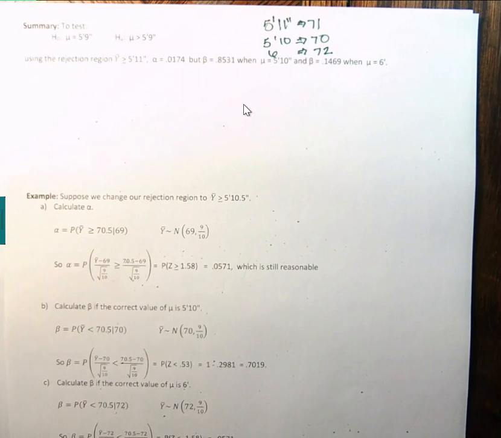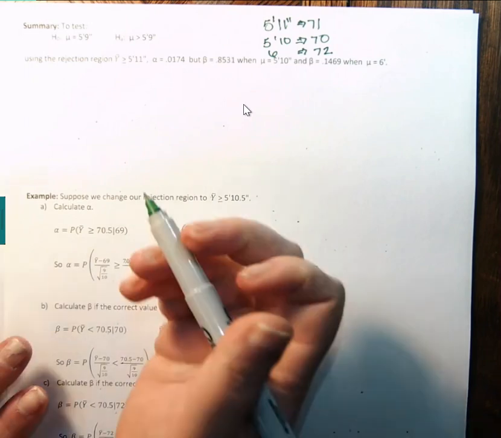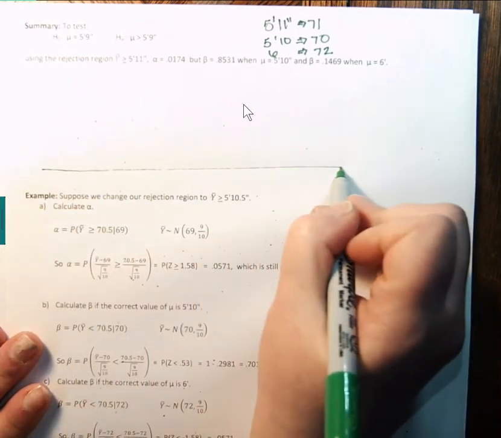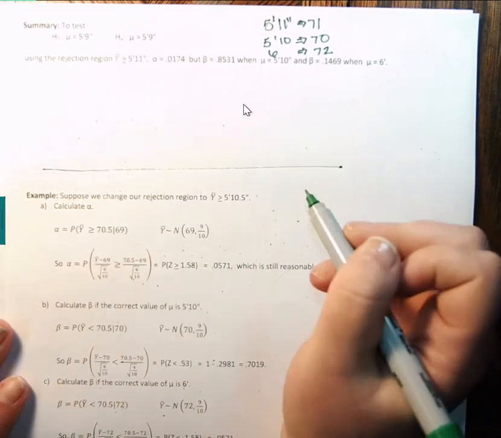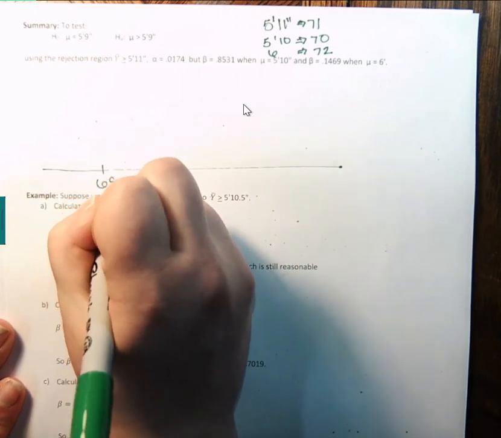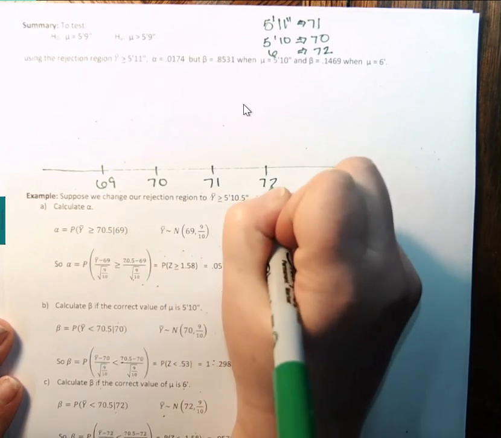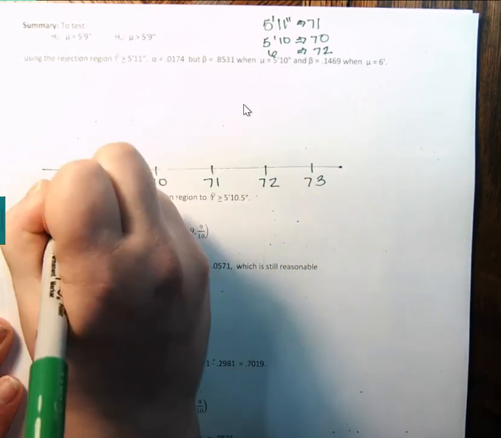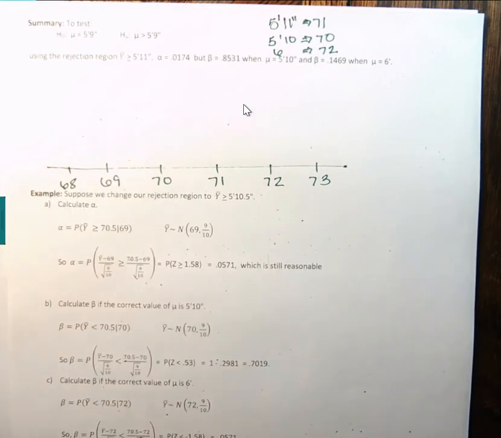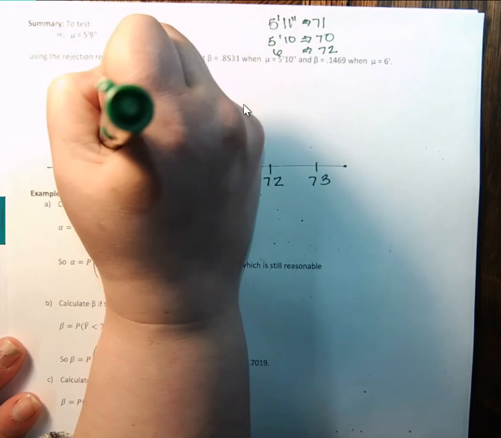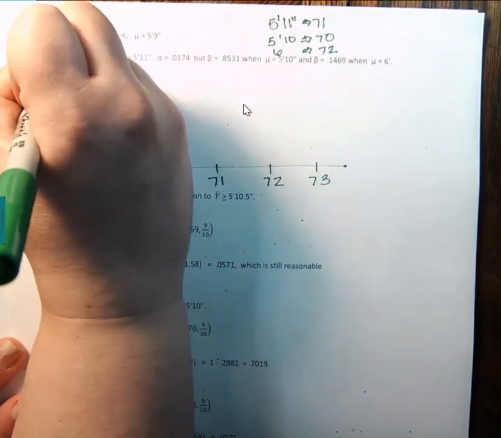So let's draw a picture about what this looks like. The first thing I'm going to do is draw a number line here at the bottom, and mark some different values in inches. So we've got 69, 70, 71, 72, 73. I'm going to go down to 68 over here as well. Remember that under the null, we're assuming that mu is equal to 5 foot 9, which corresponds to 69 inches. So right here at 69 inches, we have the null value.